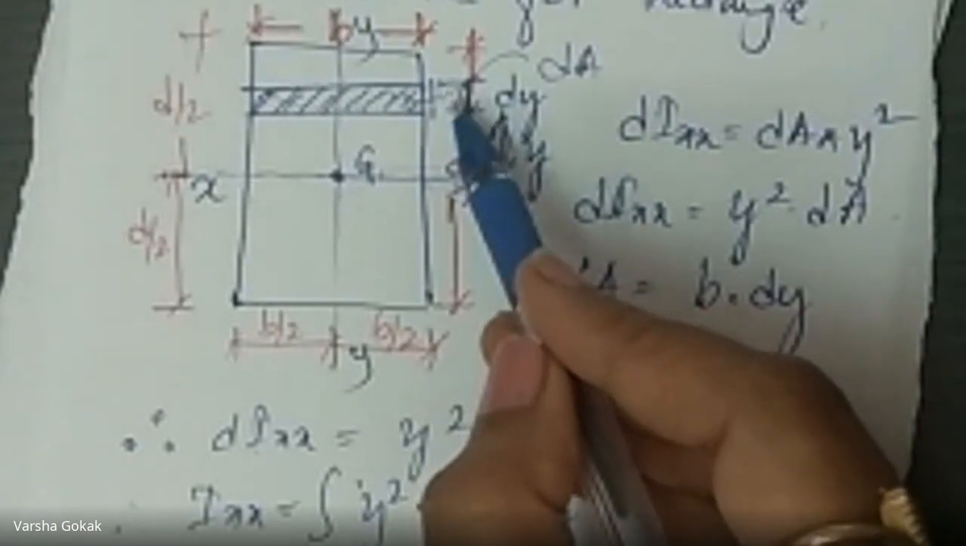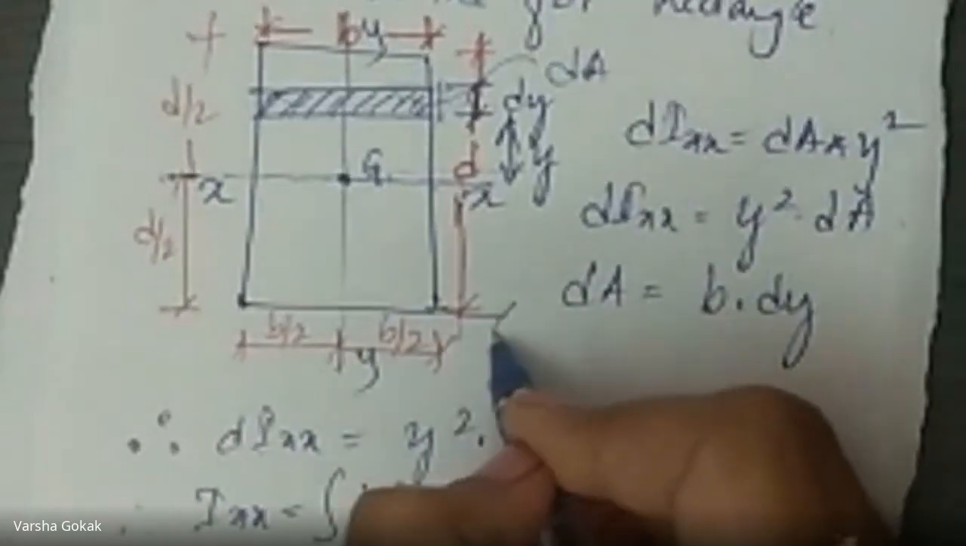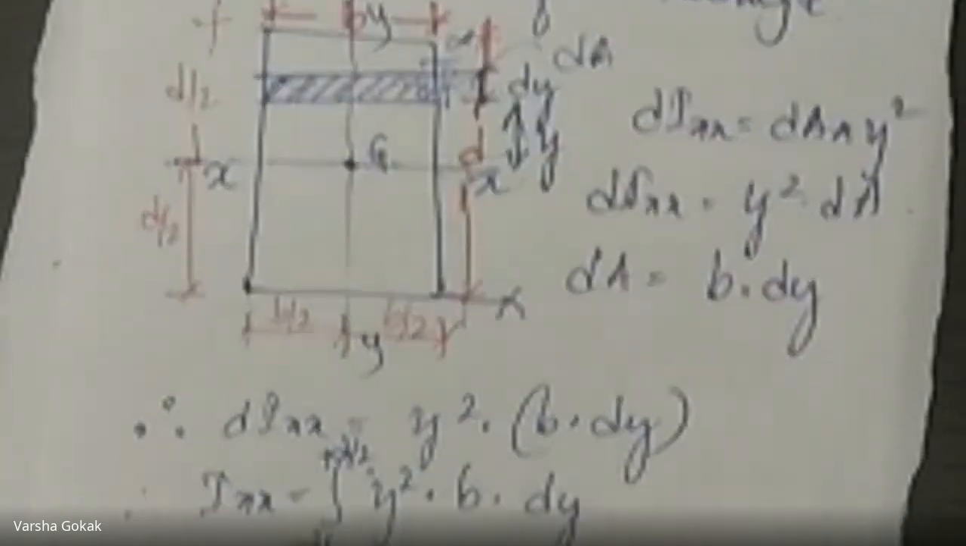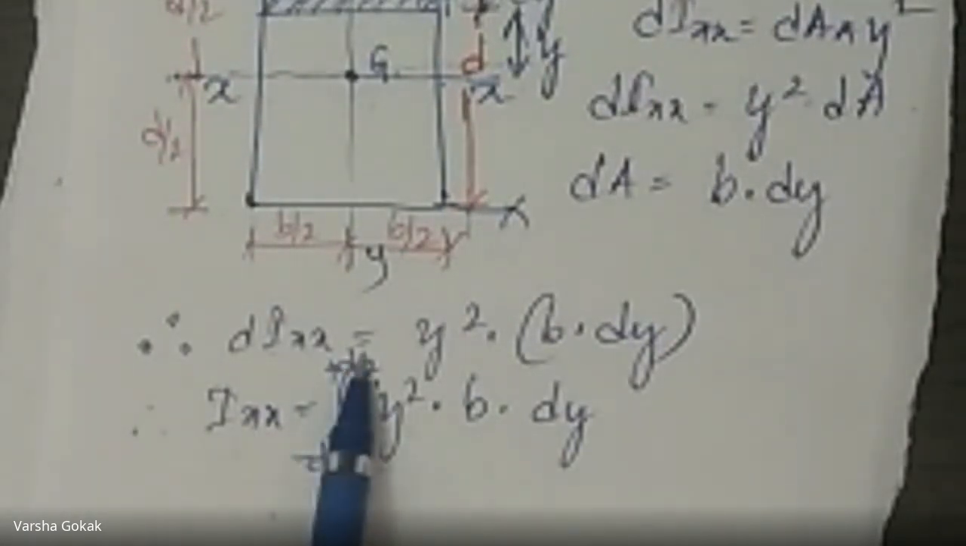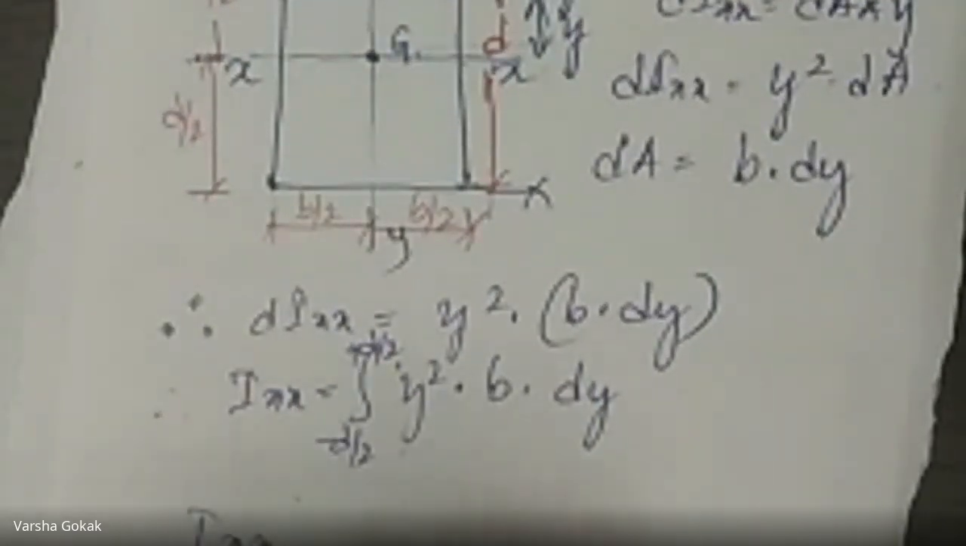Right, now because dy is an elemental area, I have limits for that. So what are the limits for this? For this rectangle, the limit is going to be from this point to this point. So here it is, this is my centroidal axis. So I'll put the limits as minus d by 2 to plus d by 2. Okay. So minus d by 2 to plus d by 2. Something like in the sector of a circle, you know, minus alpha to plus alpha, like that. So limits are going to be minus d by 2 to plus d by 2 of y square b into dy. Okay. Open the brackets.